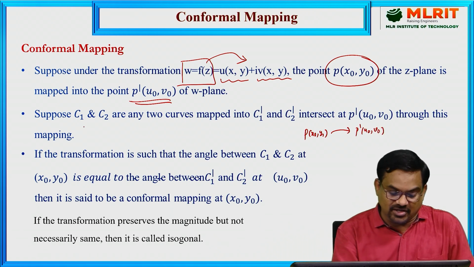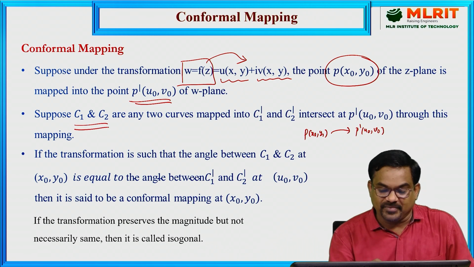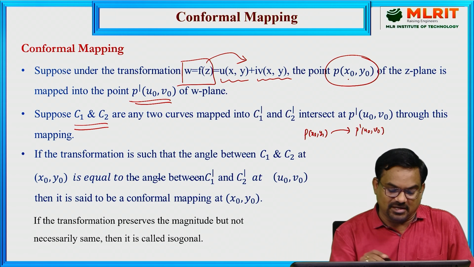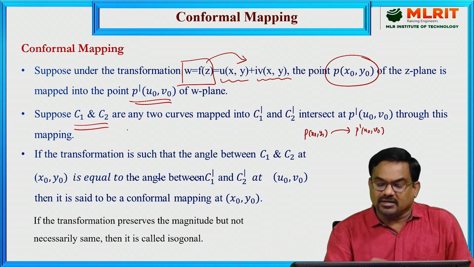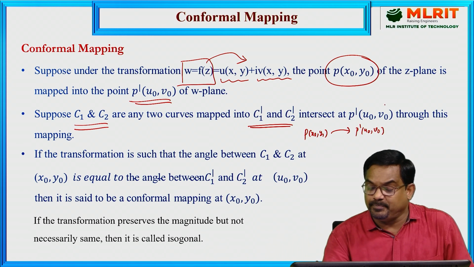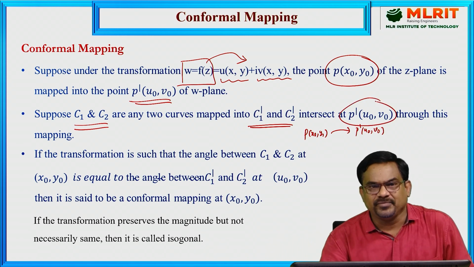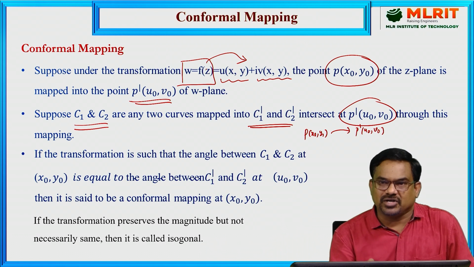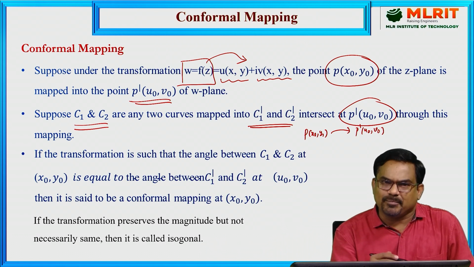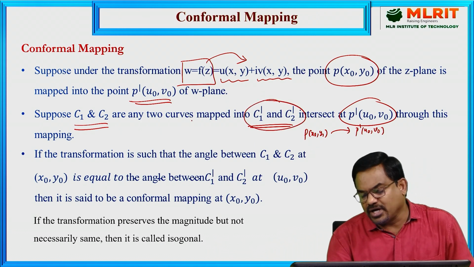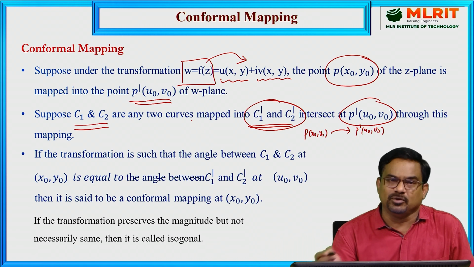Now let us consider two curves C1 and C2 which intersect at a point P(x0, y0) in the Z plane, which are mapped into C1 dash and C2 dash, which intersect at P dash, through this mapping. So using this transformation, we are mapping two curves C1, C2 in the Z plane to two curves C1 dash and C2 dash in the W plane.